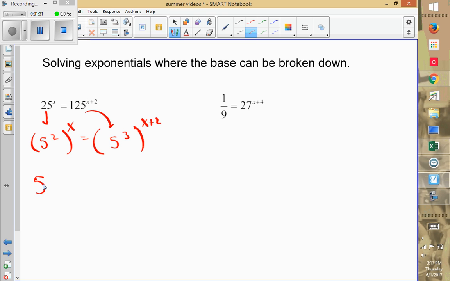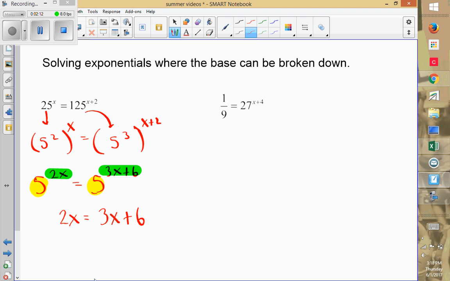So this is actually going to become 5 to the 2x equals 5 to the, now be careful with this one because you're going to have to distribute, 3 times x plus 2, which is 3x plus 6. This was helpful because I now have two bases, both of them are 5. I have an equation that is equal to each other with the same base. The only way that can be equal to each other is if the exponents are equal to each other. So I can conclude that 2x has to be equal to 3x plus 6.